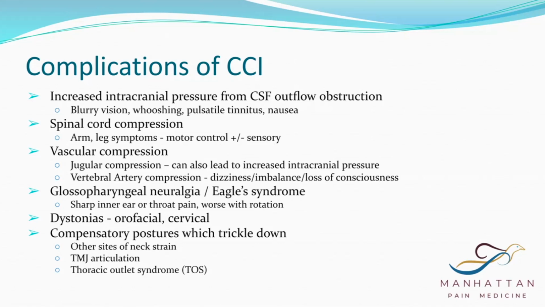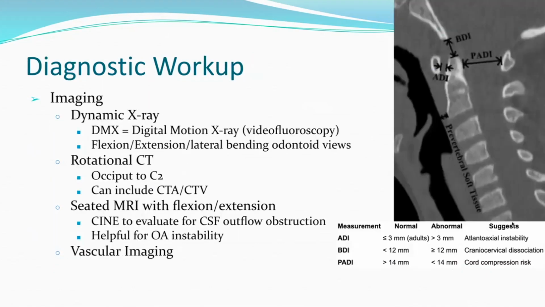So we'll see TMJ articulation affected by this. We'll see thoracic outlet syndrome. We'll see other neck pain. We'll see wear and tear on the facet joints in the neck in a pattern that's all downstream of the CCI. Our diagnostic workup. So this is where it gets interesting, and different providers have different approaches.